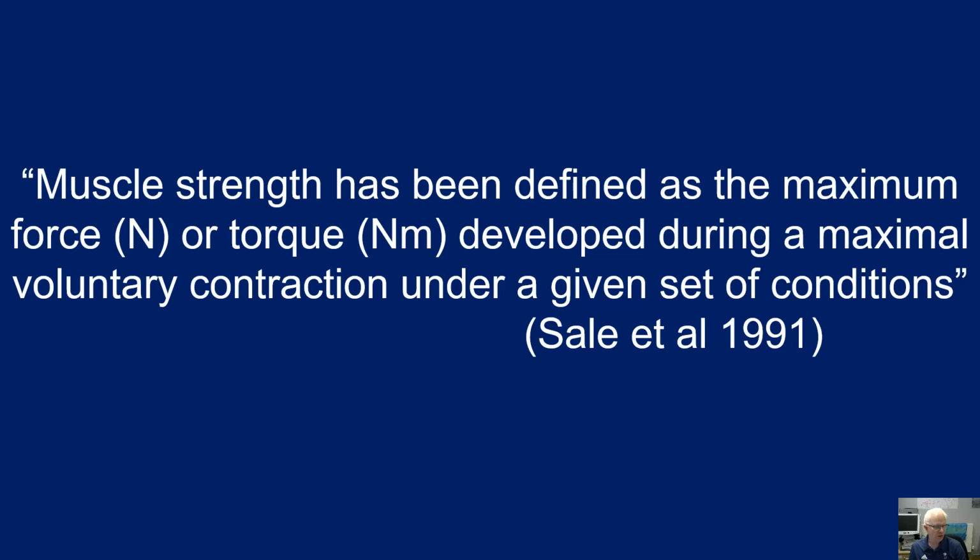So here he defines strength as: muscle strength is defined as the maximum force in newtons or torque in Newton meters developed during a maximal voluntary contraction under a given set of conditions. Now, a couple of things to bear in mind. They're referring to maximal contraction. It doesn't have to be maximal, actually. If we're talking about maximal strength, then absolutely it would be under maximal contraction conditions.